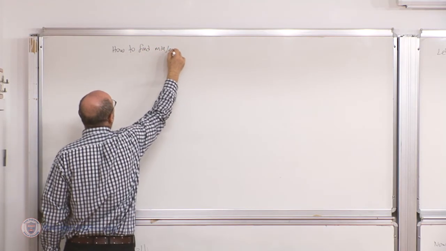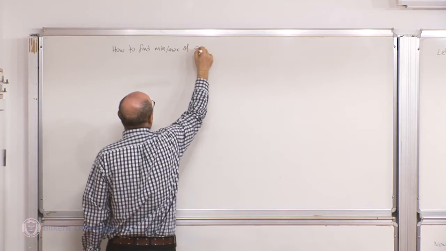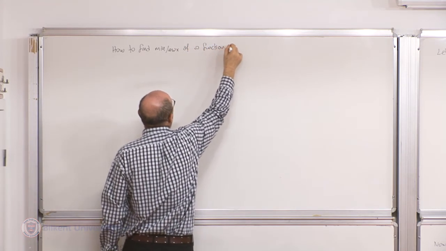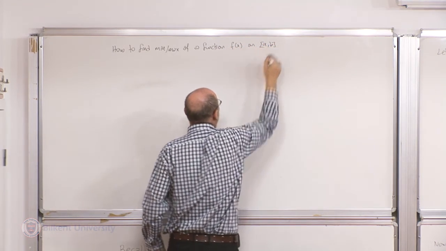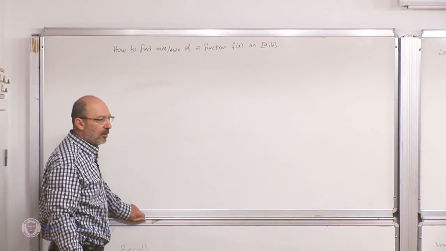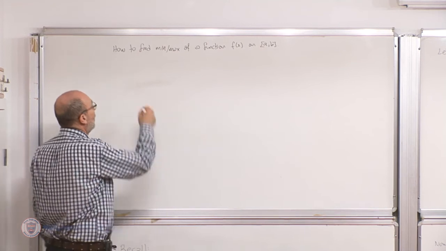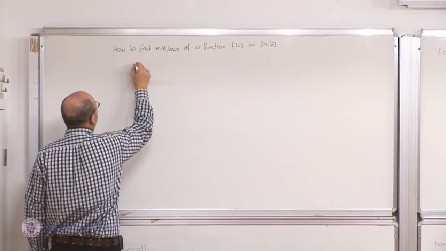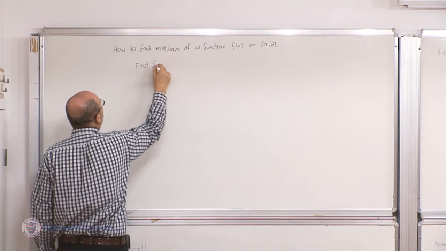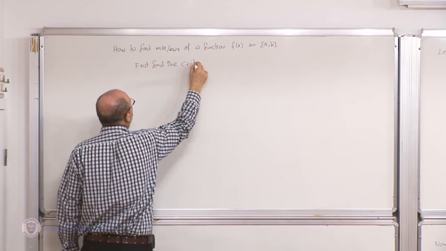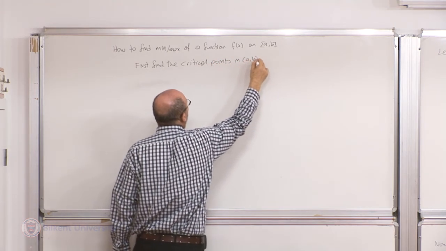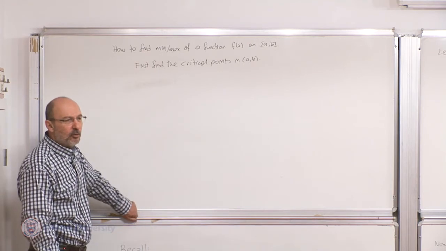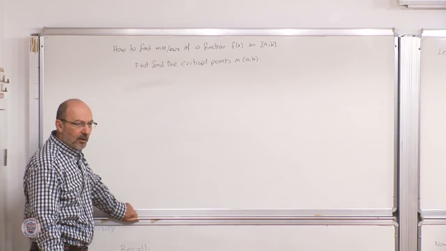How to find min, max of a function f of x on a closed and bounded interval like this. First find the critical points in the interval a, b. The endpoints we'll do separately, so you don't bother what is happening to the derivative at the endpoints.